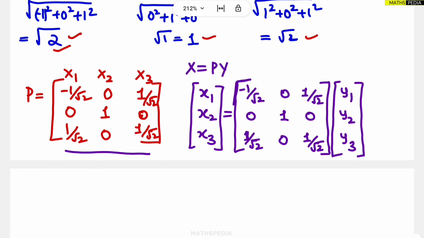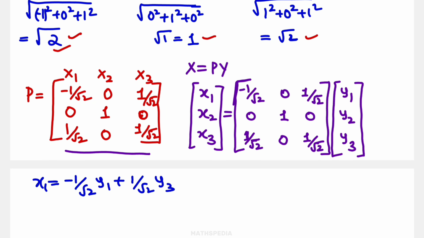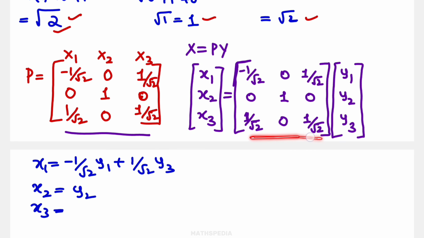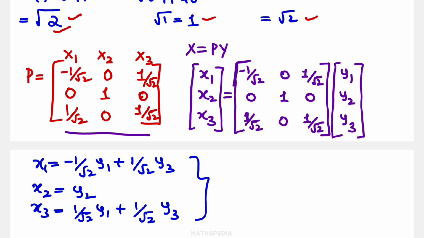Now, from this, the equations can be formed. How to form the equation? Same thing. First row into this column will be equal to x1, right? So x1 equals minus 1 by root 2 into y1 plus 0 y2 plus 1 by root 2 into y3. Done. Next, x2: second row into this column equals x2. So x2 becomes 0 into y1 plus y2 plus 0 y3. Next, x3: third row, this column, equals x3. So 1 by root 2 into y1 plus 1 by root 2 into y3. So this is nothing but X equal to PY, the orthogonal linear transformation in which we have got the values of x1, x2 and x3. Okay, this is the final answer.